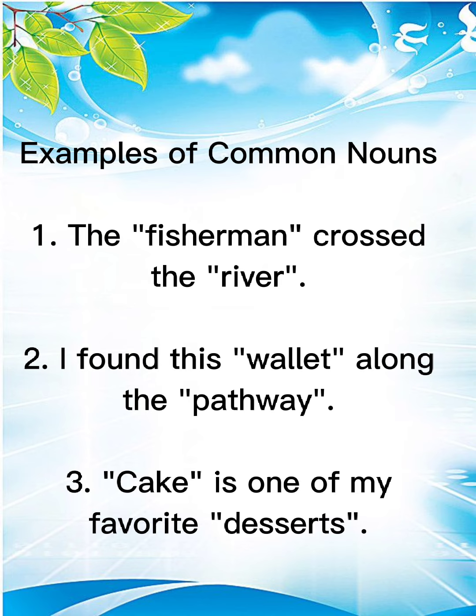2. I found this wallet along the pathway. Wallet here is a common noun referring to a particular item. And pathway is also a common noun referring to a particular place where people would usually walk along.